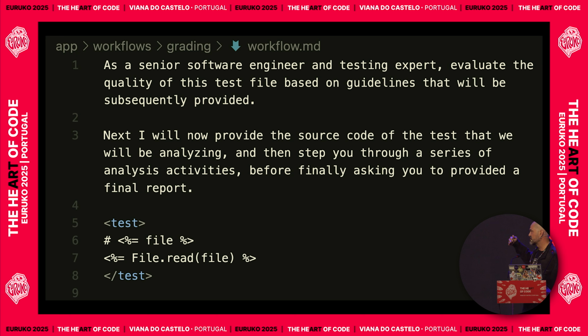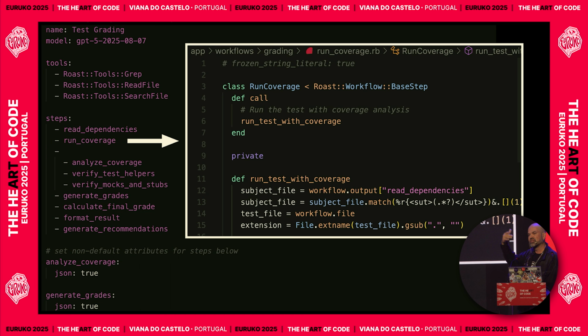Here is just that same workflow configuration that I showed before, but zooming into the second step, which is run coverage. If I showed you read dependencies, it would just be a prompt that says, go in and use the tools that you have been provided, which are search and read, etc., and look for the dependencies of this test. The second step here is to run coverage.